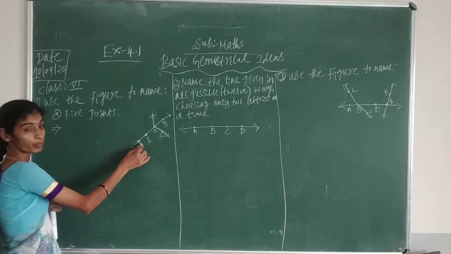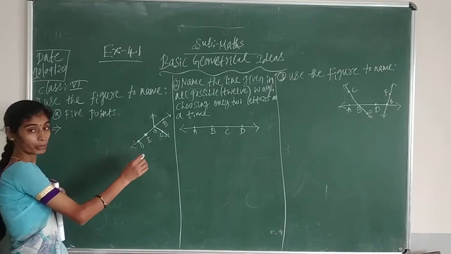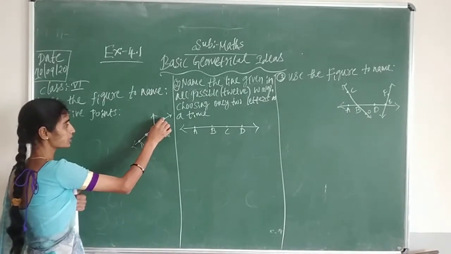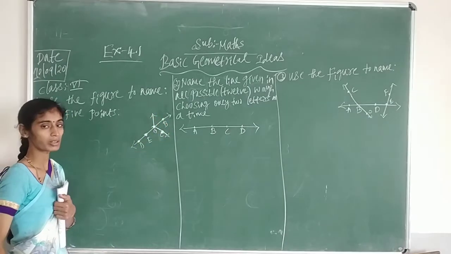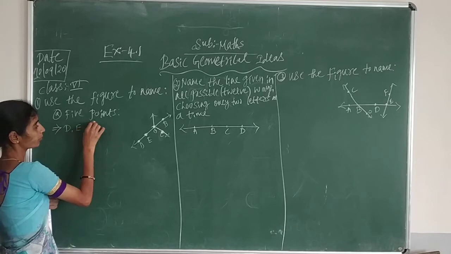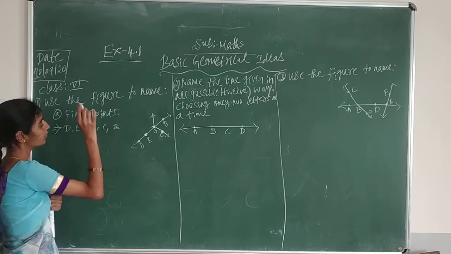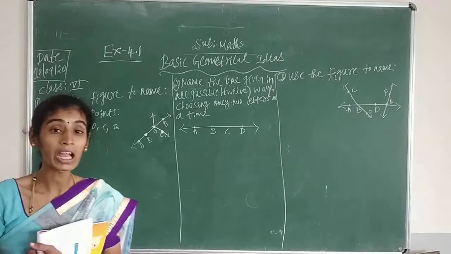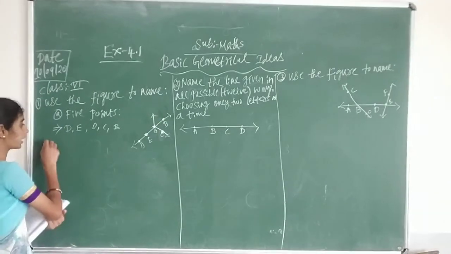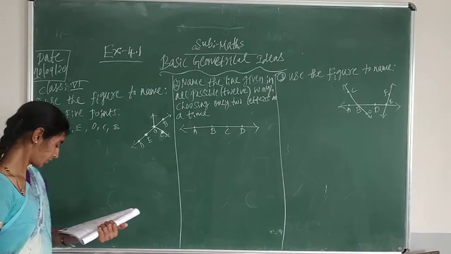So, here D is 1 point, E is 1 point, again O will be 1 point, C is 1 point and D is 1 point. So, we have to write them like D, E, O, C and D. These are the 5 points of this figure. Okay.